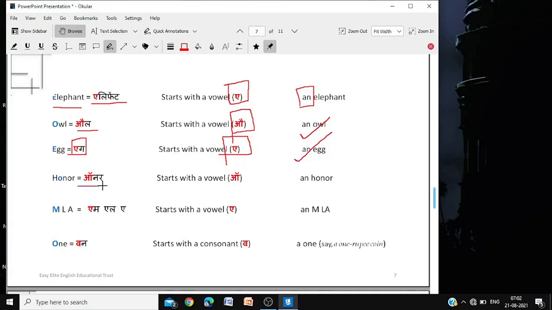Honor. When we say honor, it starts with a vowel sound. This also belongs to the vowel category. We say an honor or an honorable man. MLA. See how we begin. This starts with a vowel. This is a member of the vowel group. We say an MLA. A 1 rupee note. It starts with a consonant sound. One. This belongs to the consonant group and we say a 1 rupee note or a one-eyed man.